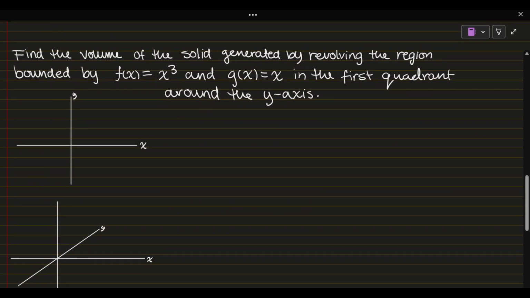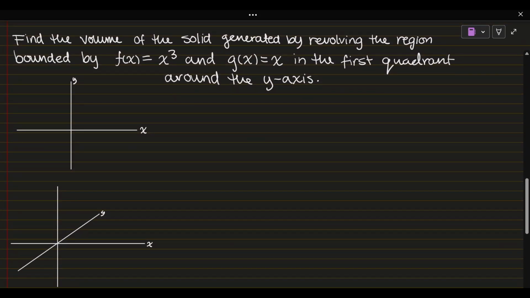Okay, moving on. We want to find the volume of the solid of revolution generated by revolving the region bounded by x cubed and x in the first quadrant around the y-axis. Okay, so we're revolving around the y-axis. This is going to be our axis of revolution. And we want x cubed and x in the first quadrant. So this is the region we're talking about here.